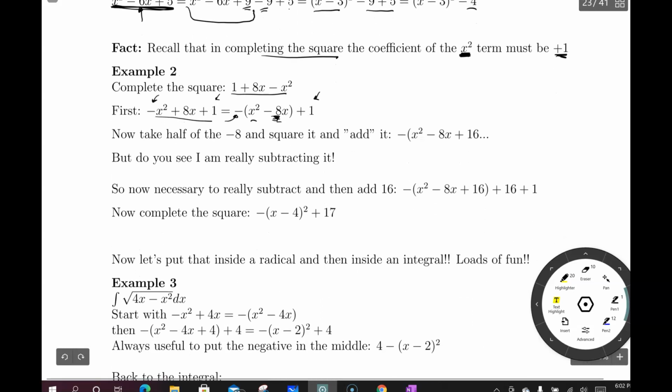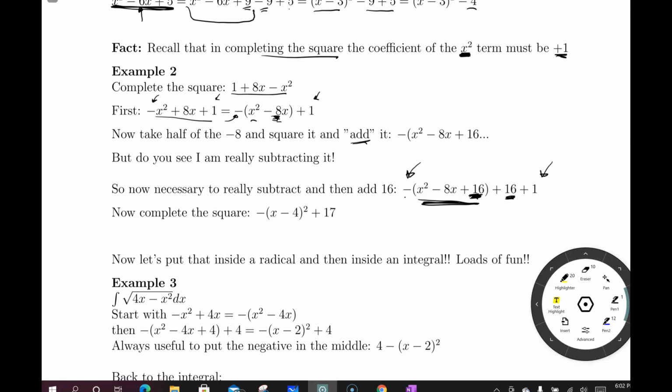Oops, let me move this up a bit here. So I'm going to add and subtract. But let's look at it. As I add the 16, which I need because I need to make this the square, this negative sign says, oh, but you're really subtracting a 16. So I'm going to add the 16, and this 1 carries along from the outside.